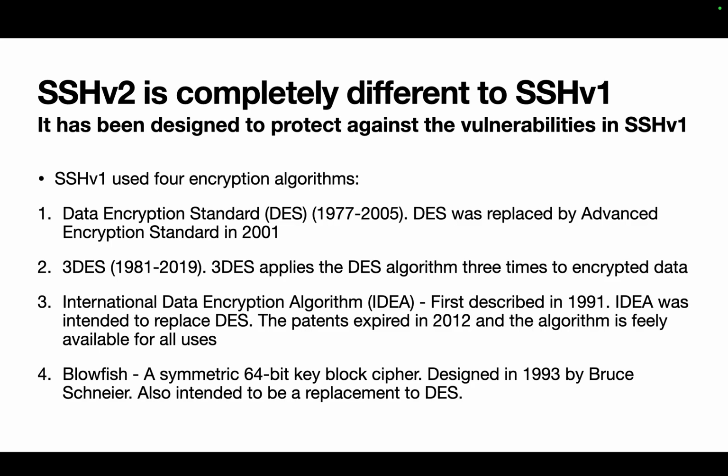IDEA, International Data Encryption Algorithm, was first described in 1991. This was one of the encryption algorithms that were thought could replace DES. The patents expired in 2012, and now the algorithm is basically freely usable for all types of uses. So IDEA was also used, and then finally Blowfish. This was a symmetric 64-bit block cipher designed in 1993 by Bruce Schneier, and that was also thought could be a replacement to DES, but it turned out Advanced Encryption Standard became the official replacement. So these were the 4 algorithms used with SSH version 1.